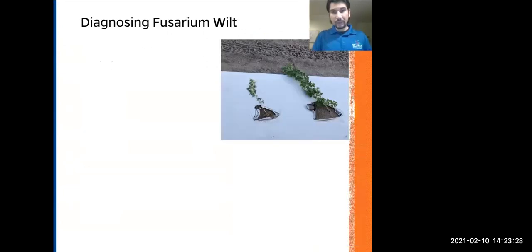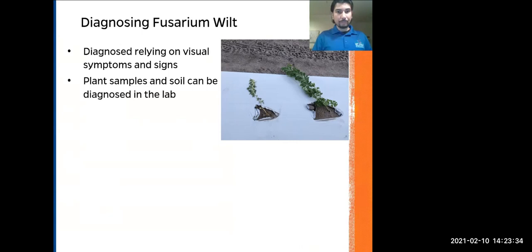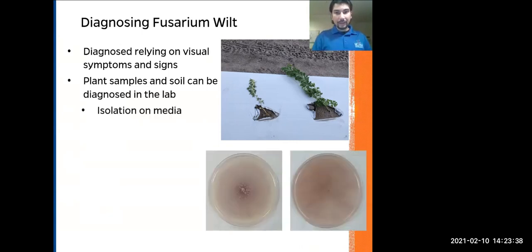Fusarium wilts are typically diagnosed in the field through scouting using visual symptoms and signs. In the lab, plant samples and soils can be isolated on media, which we can purify to get pure cultures, just like these two shown here. Typically on culture media that has a base of dextrose, Fusarium oxysporum is going to exhibit this kind of purple color, which you can identify as Fusarium oxysporum.